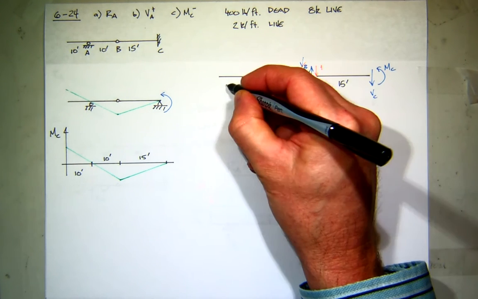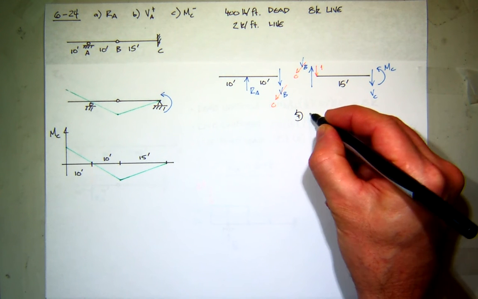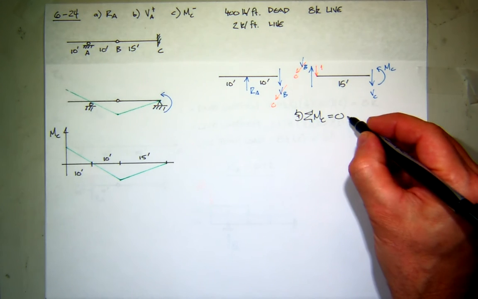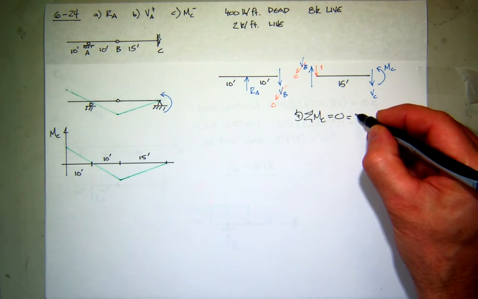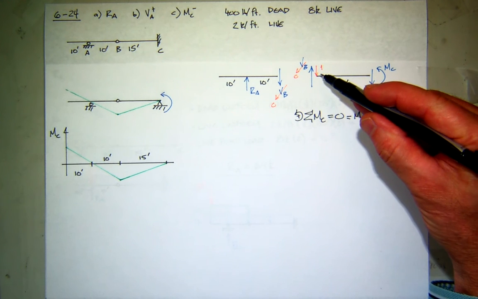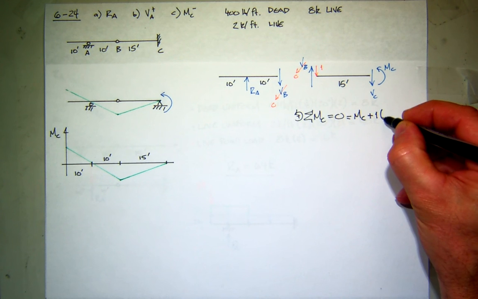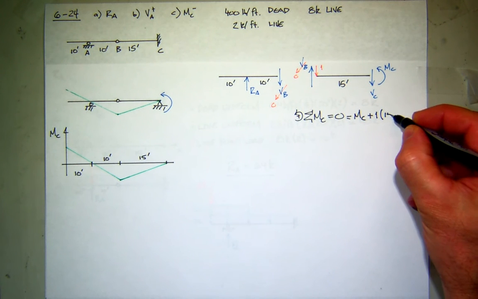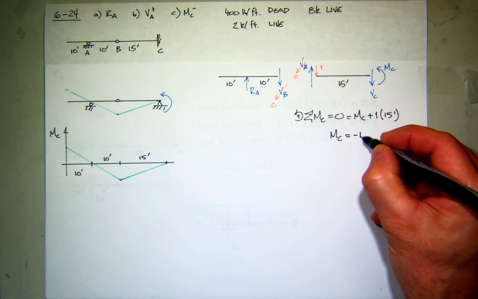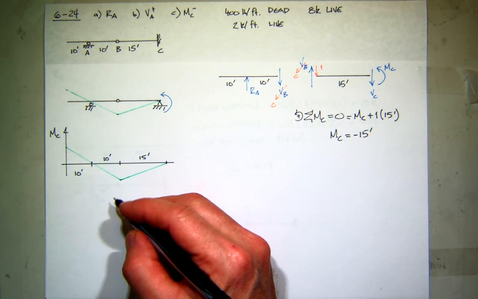This was 10 and 10. So if you come here and you say, hey, I'm going to sum moments at C, make sure it's in equilibrium, well, what do I have? Well, I have the moment at C, which is positive. The shear at C creates no moment at C, but my point load does. And it creates a positive moment with a force of 1 and a distance of 15. So my moment at C is going to be minus 15 feet. So that means this value right here is minus 15 feet.